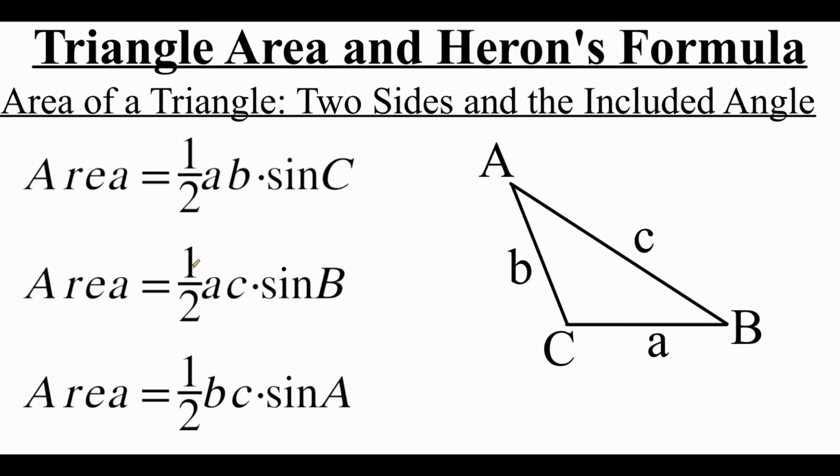Same thing over here if we look at this one, 1/2 AC times the sine of B. Here's little a, here's little c, angle B is between them. And then as we look at this one, 1/2 BC times the sine of A. There's B, there's C, and angle A is between them.